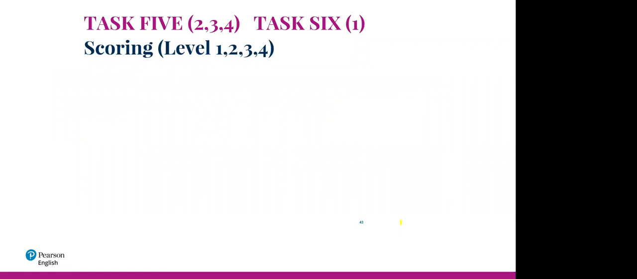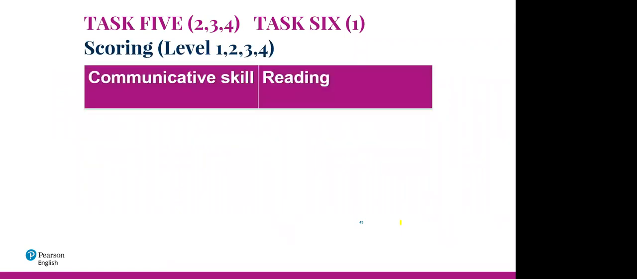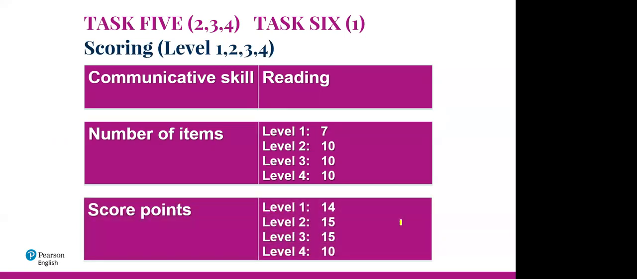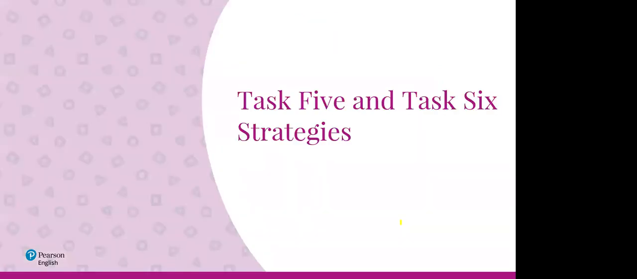Scoring, again, is very simple. All score points go into the reading section of the skills breakdown. There is a different number of items. The lowest level has 7 items, 7 gaps. Levels 2, 3, and 4 have 10 gaps. The score points for level 1 are 14. Level 2 and 3, this is 15 score points. I'm talking about the maximum number of score points. And level 4, it's 10 score points. The strategies here, for tasks 5 and 6, gap fill activities.